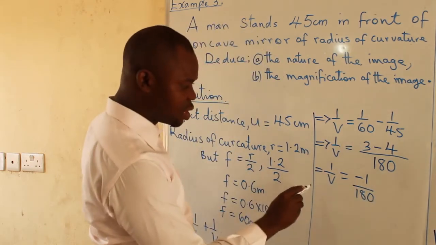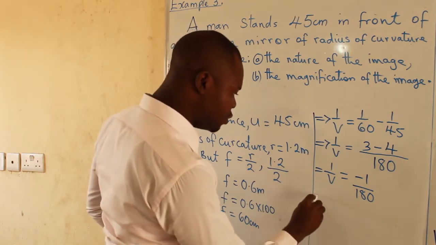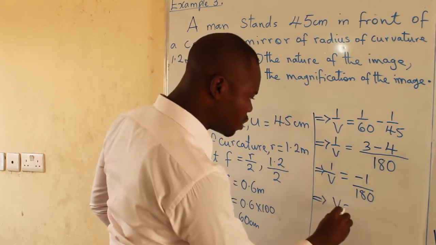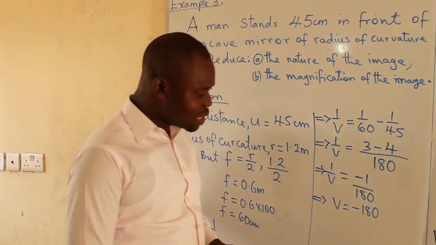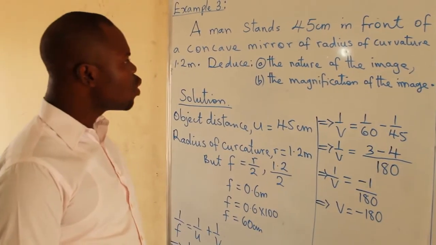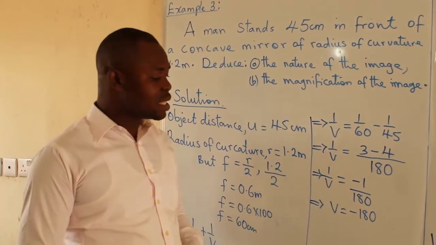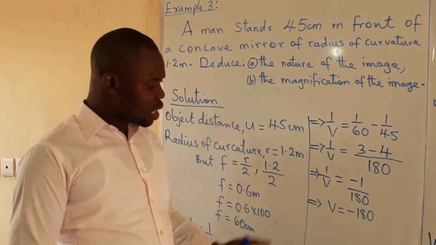If you make v the subject of the formula, then that means you cross multiply. Then v automatically will give you minus 180. The image distance is minus 180. And then the question says, what is the nature of the image? The nature of the image is determined by the distance of the image.